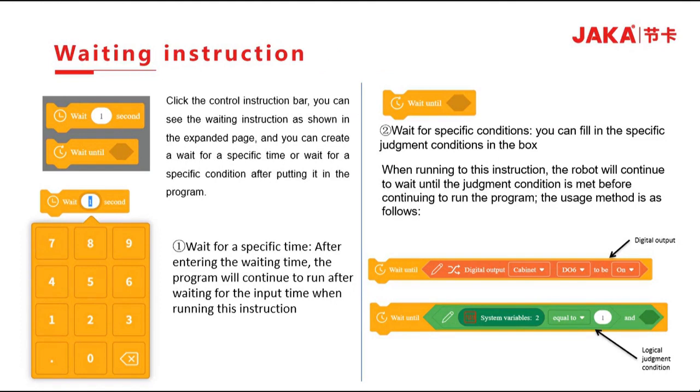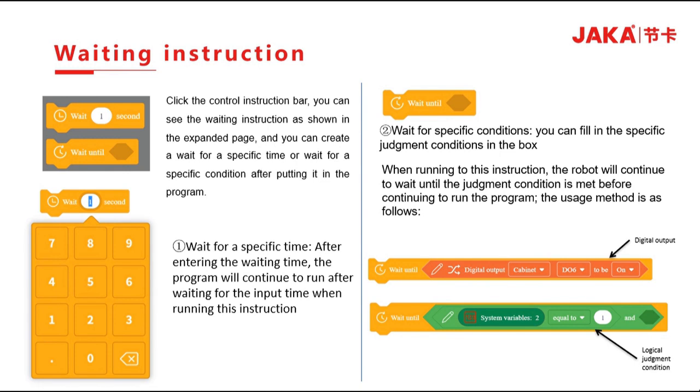Click on the control instruction bar, and you can see two waiting instructions as shown in the figure on the extended page. The first one is to wait for a specific time. After entering the waiting time, the program will continue to run after waiting for the input time during runtime. The second is to wait for a specific condition. You can fill in a specific judgment condition in the check-in box.